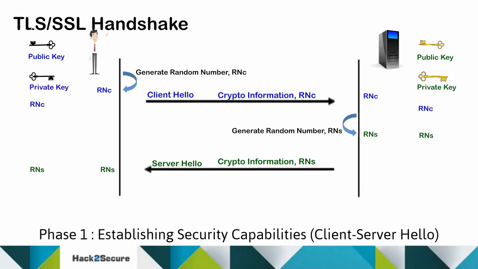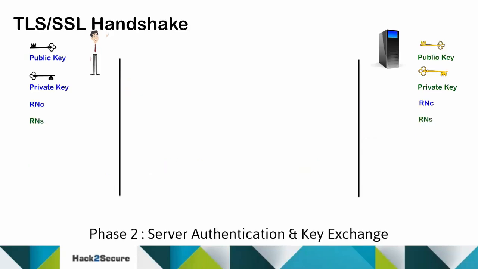So, at the end of the hello packets from both ends, random numbers generated at both sides are exchanged along with attributes required for further secure communications. A cipher suite is a combination of different algorithms used to negotiate security settings for TLS and SSL protocols.